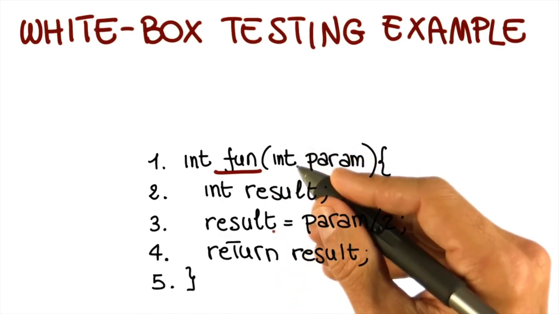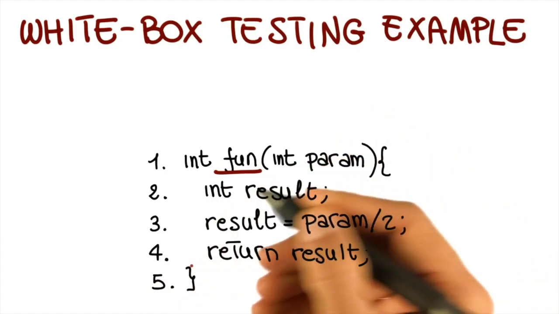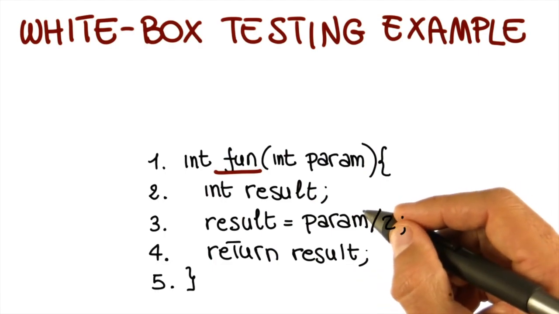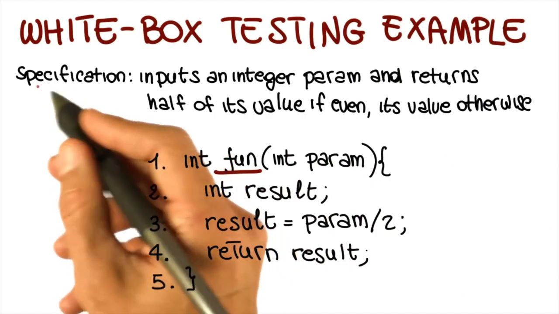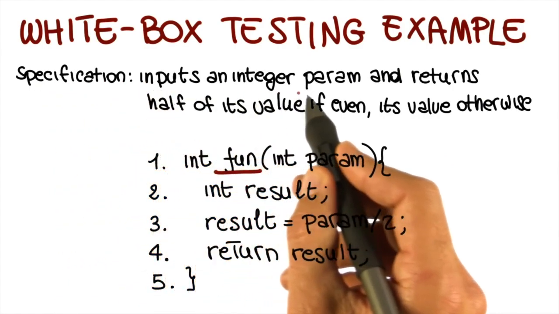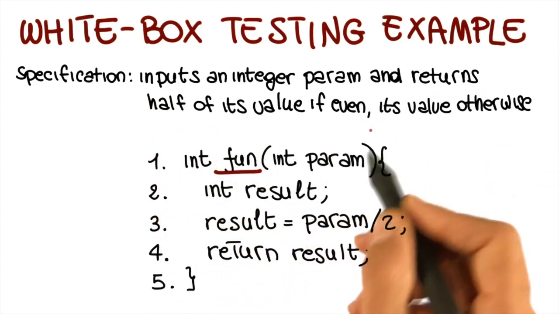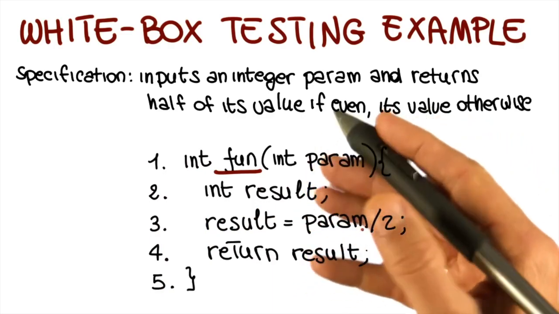So if that's our goal, if our goal is to cover all the statements, any input will really do. So any test case will execute all statements in the code and will have a complete white box testing coverage for the program. Imagine that I now give you a specification for this function. The specification says that this function inputs an integer parameter, param, and returns half of its value if param is even and its value unchanged otherwise. That means if param is odd.